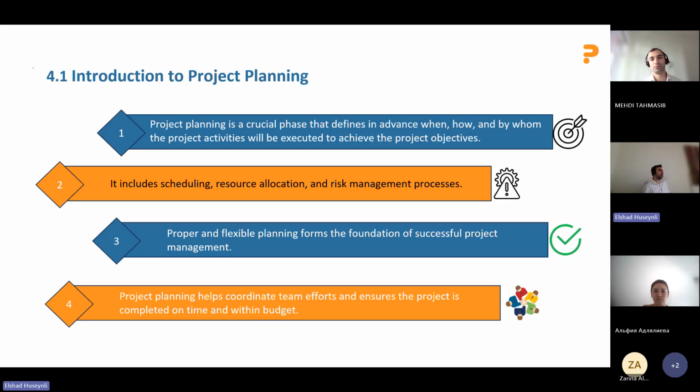So planning. As we said, our training will have two main fields: cost control and project planning. Cost control was explained by Mehdi. Now, what's project planning? Project planning is a phase that defines in advance when, how, and by whom the project activities will be executed. When means time, how means the methodology, and by whom means the resource.